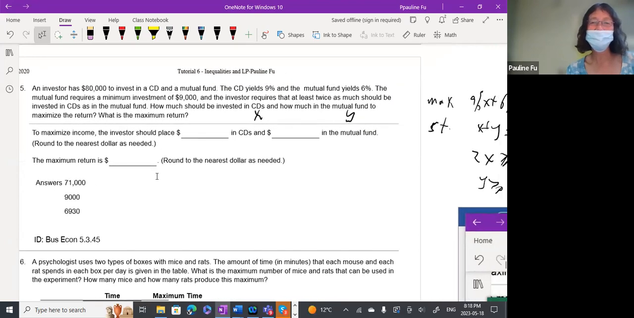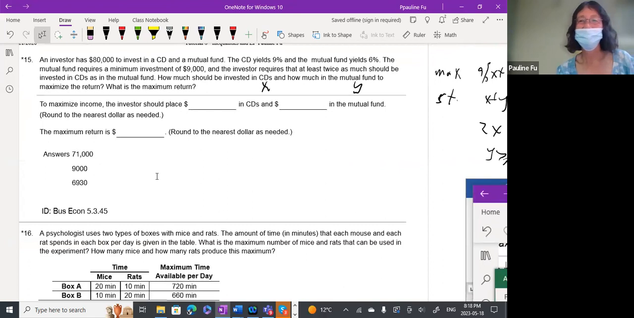Question 15. I'll give you a moment to read the question. This is an investment problem.